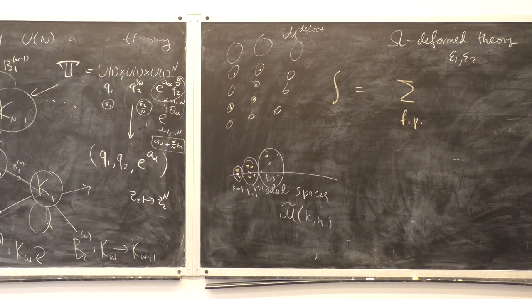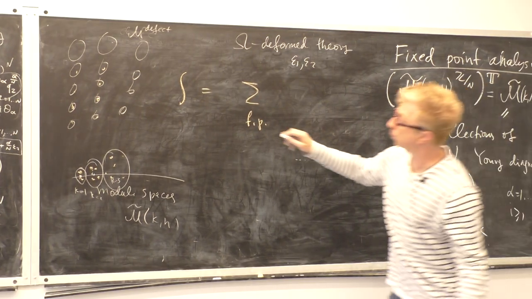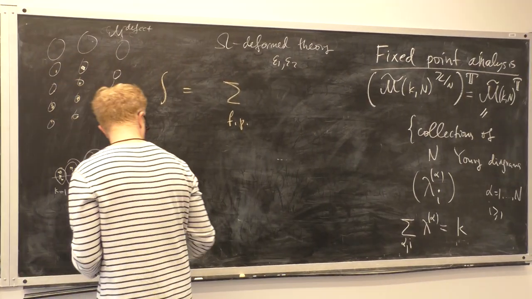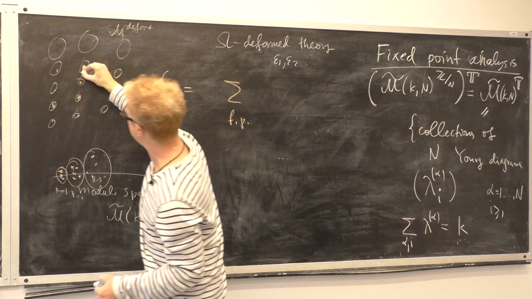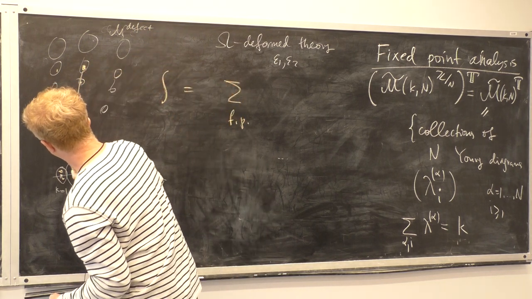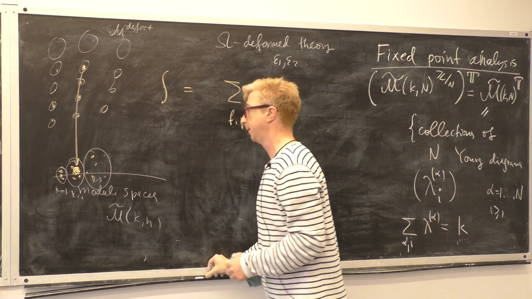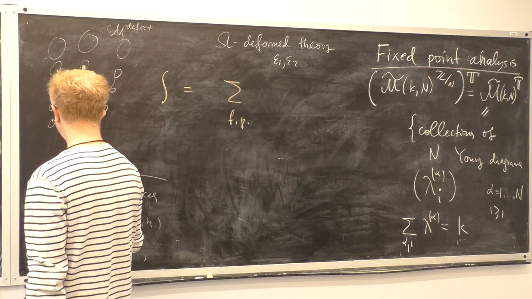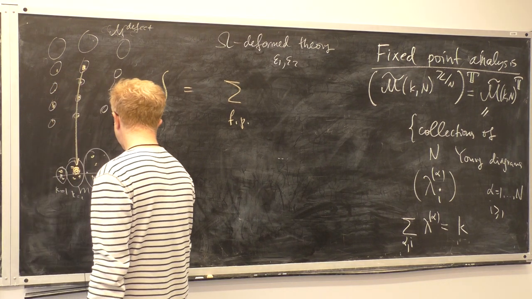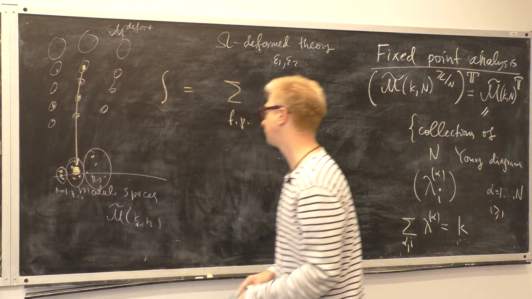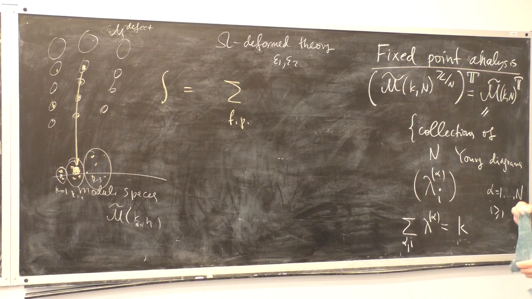And so to this data, which is one of the points here, one of the fixed points on one of these defect moduli spaces, I will now associate a specific fixed point on the moduli space of the ordinary instantons with charge k minus 1. And here is how we do it.